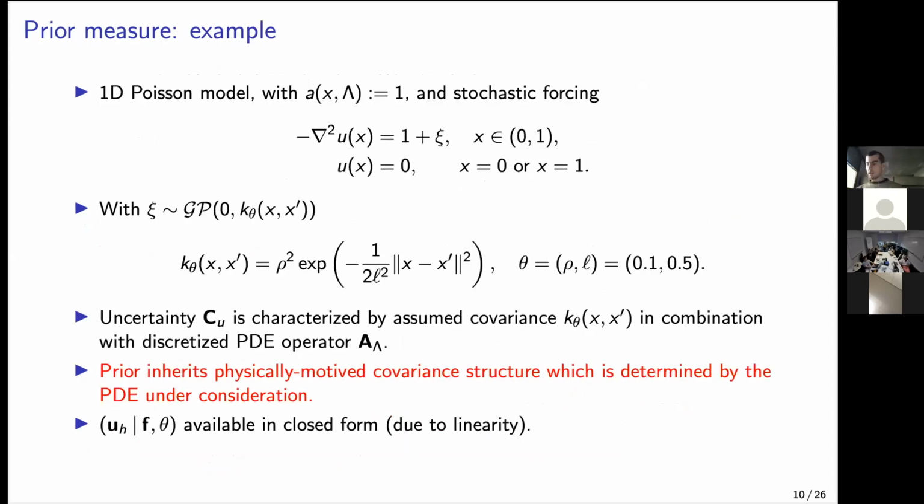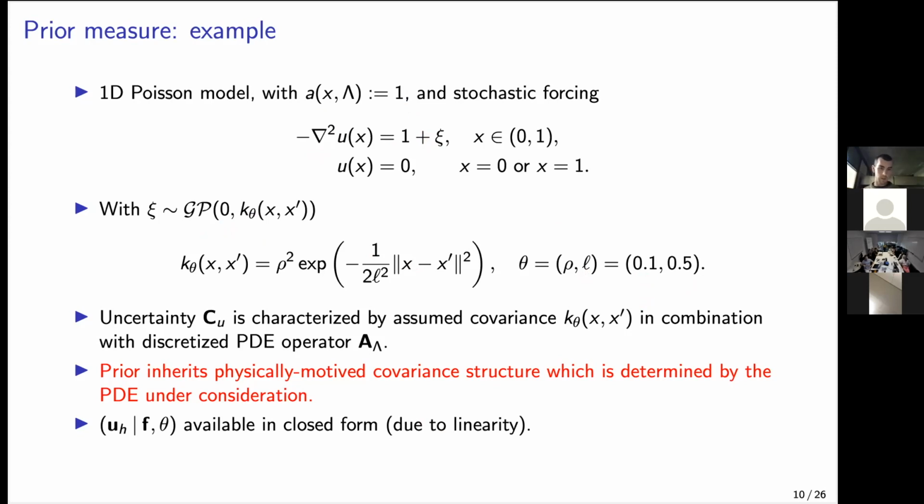Okay, so here's an example of what this prior measure actually looks like. We're going to take the diffusivity A to be equal to 1 and add some stochastic forcing. So it says the second derivative of u is equal to 1 plus stochastic forcing. And our stochastic forcing is going to be a GP with mean 0 and a specified covariance function. And I'm going to set the rho on the covariance to 0.1 and the length to 0.5.